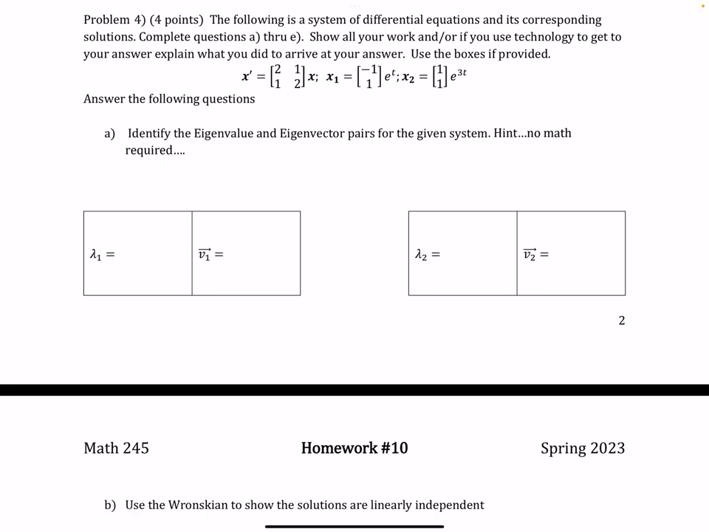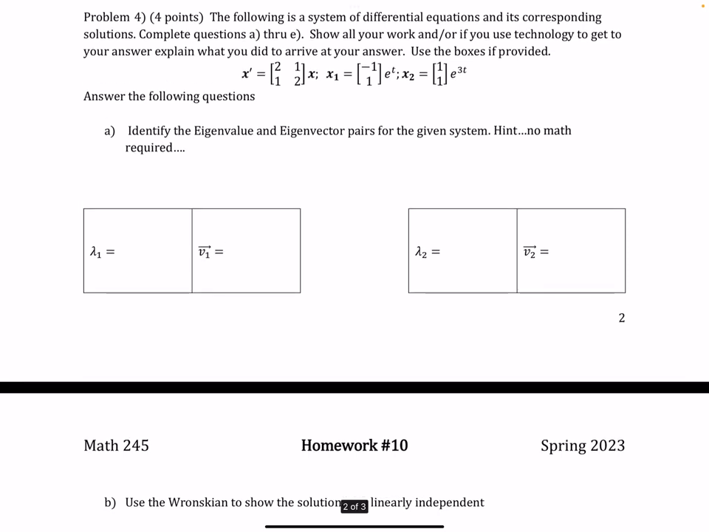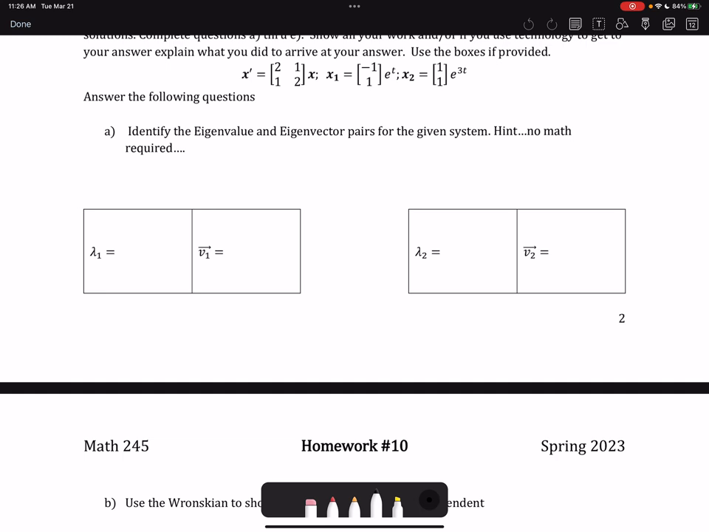So they're saying, okay, we can use technology, and we have this right here, which seems to be a first order linear system because we have all constants and a first order as the highest derivative, but it is a differential equation in matrix form. And then they're giving us these two x1s and x2s, which seem to be two vectors, functions of time though. Okay. Identify the eigenvalues and eigenvector pairs for the given system.